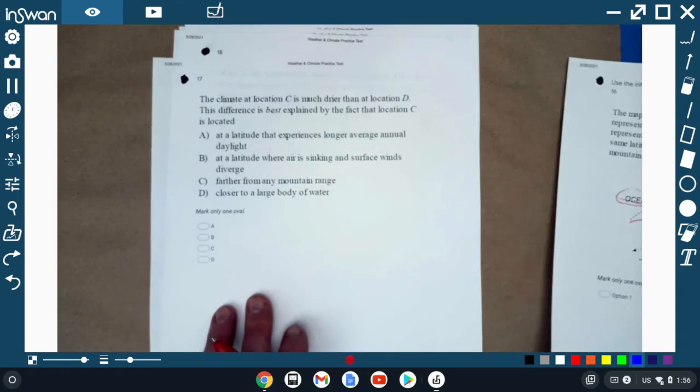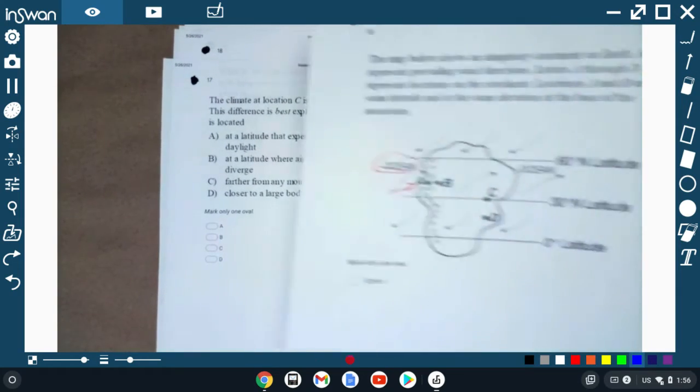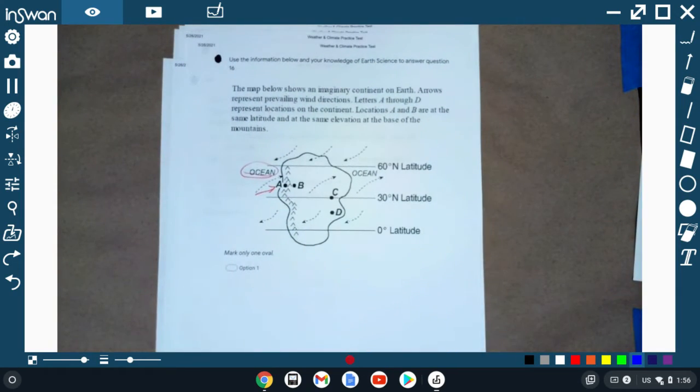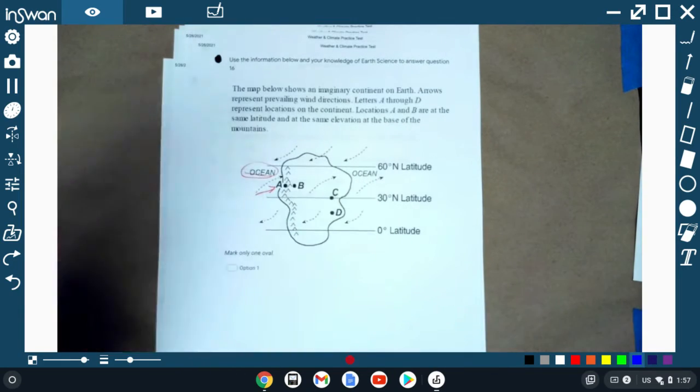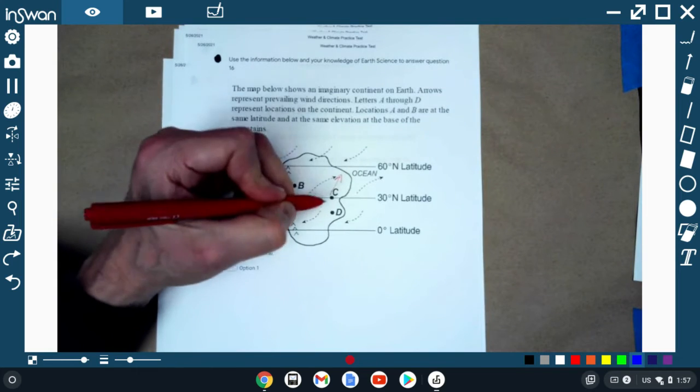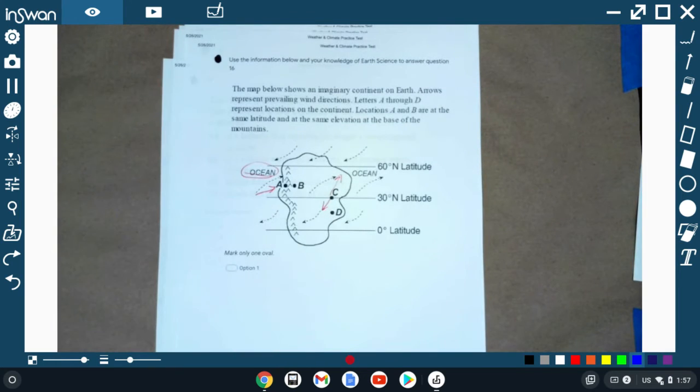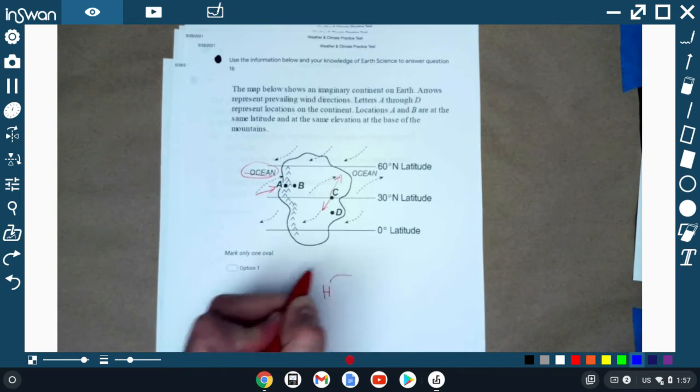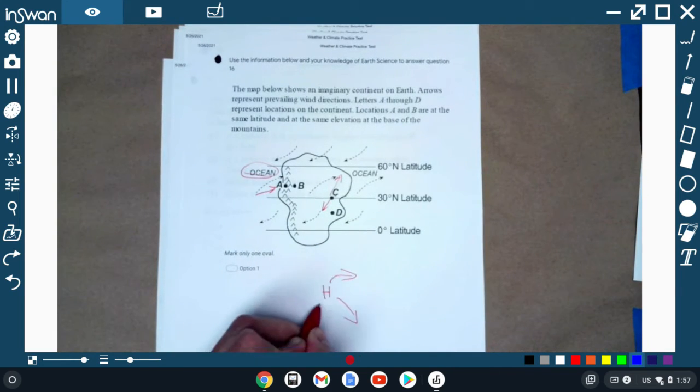They're going to ask us a question now about the climate at location C and D. So let's take a look at climate at C and D. C is right at 30 degrees latitude. And notice something, that the arrows are pointing away from location C. So the air is moving out. Remember, we have high pressure, and the air is going to move away from a high pressure.